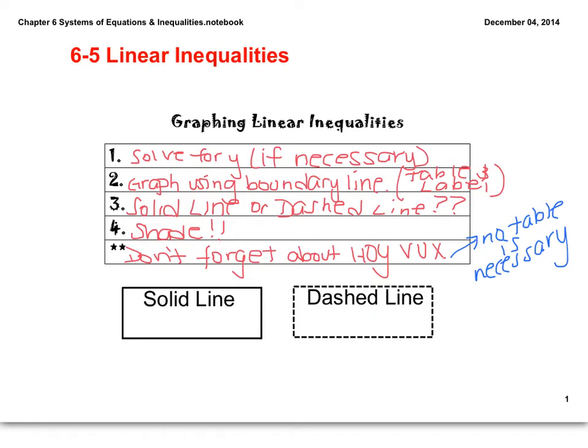So we know how to solve for y, and we know how to graph and make a table of values and label. But step 3, deciding if we use a solid line or a dashed line, all depends on the inequality symbol we're given. It's very similar to when we graphed on a number line earlier in the year and we decided if it was an open circle or a filled-in circle. So for it to be a solid line, of course, we could do what we've been doing all along, which is with an equal sign. But it also works for less than or equal to or greater than or equal to. A dashed line is used for less than or greater than.